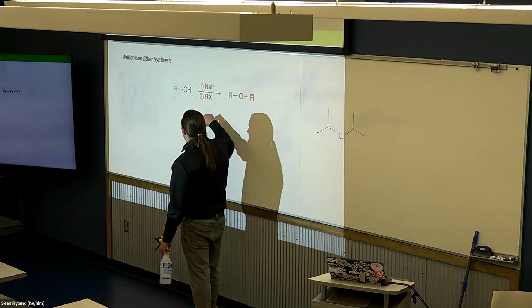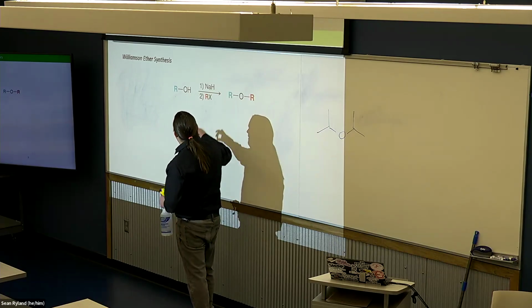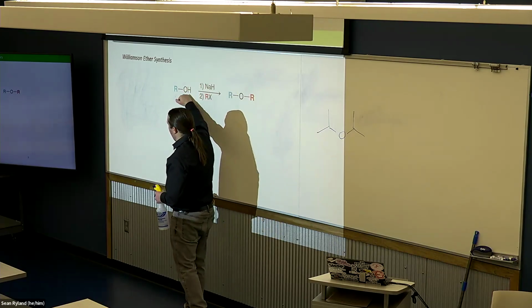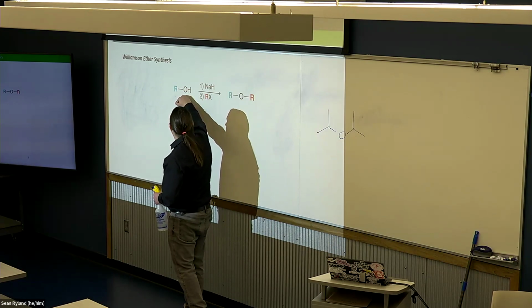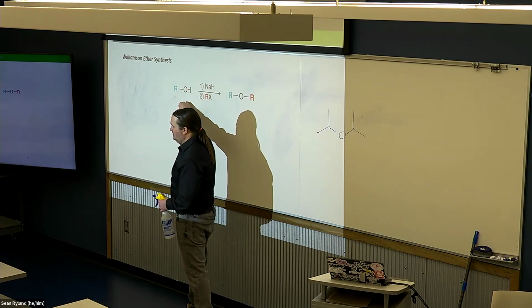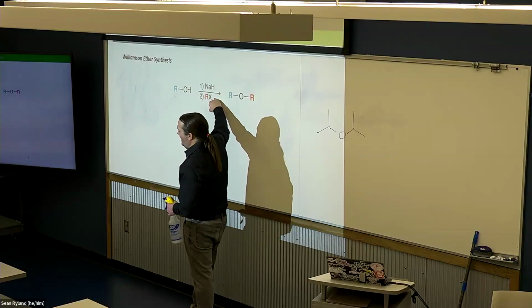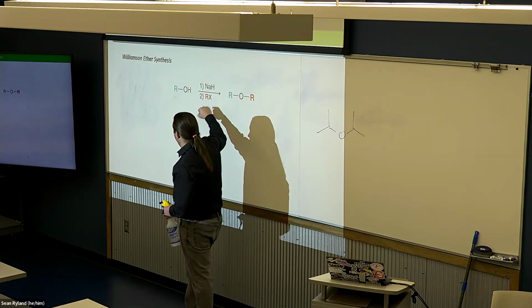is a similar process in that it's still just going to be an SN2, except we're just going to start with an alcohol, and then we're going to deprotonate the alcohol to make it an even better nucleophile, and then we're going to add an alkyl halide that has a good leaving group.